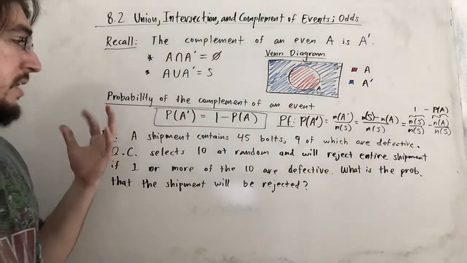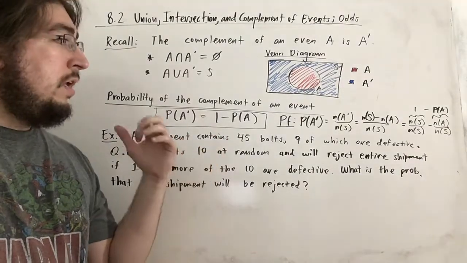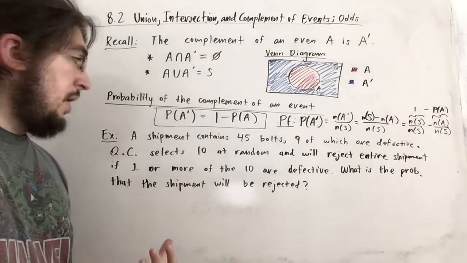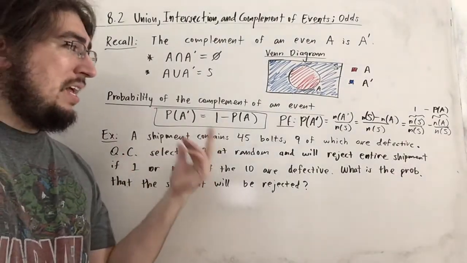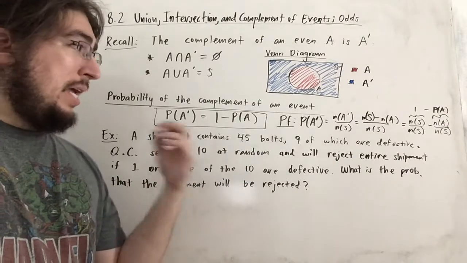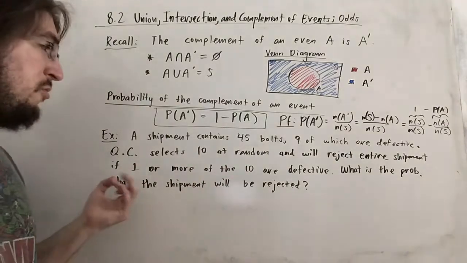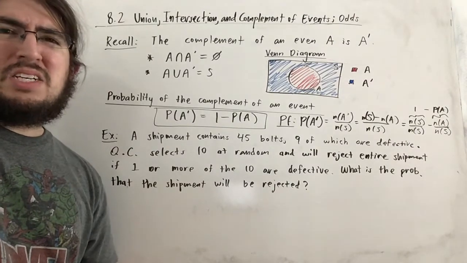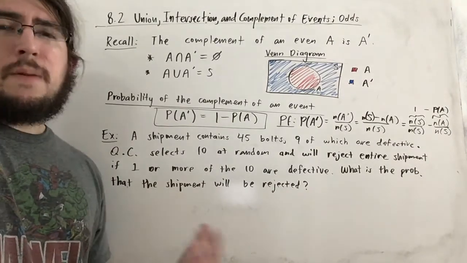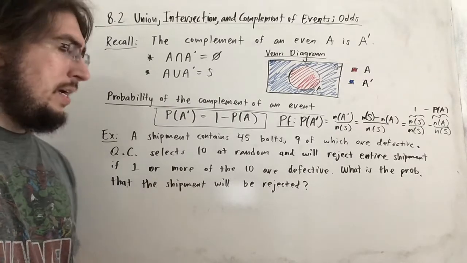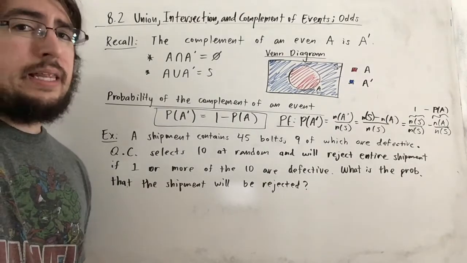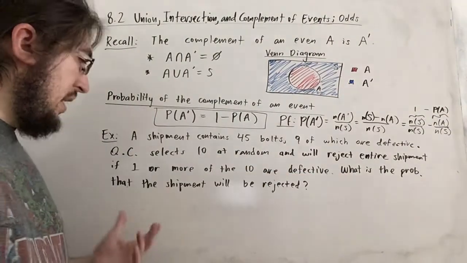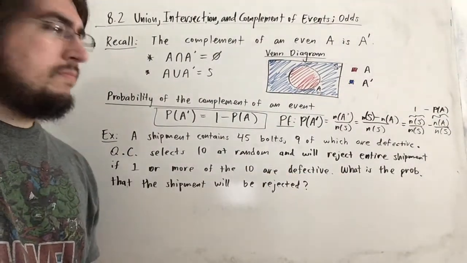So here we say that a shipment contains 45 bolts, 9 of which are defective, and quality control for this particular company will select 10 of the 45 bolts at random and will reject the entire shipment if one or more of the 10 that they selected is defective. And this is just so the job isn't too tedious. I don't know if companies actually do this, but I can imagine it is a technique that's probably used. Anyways, what is the probability that the shipment will be rejected?